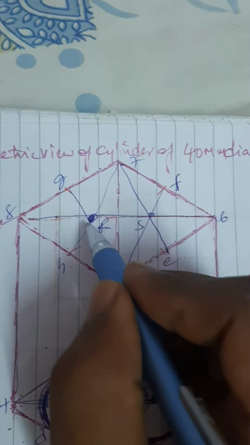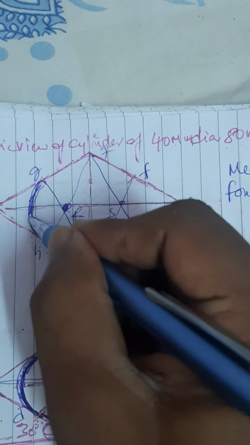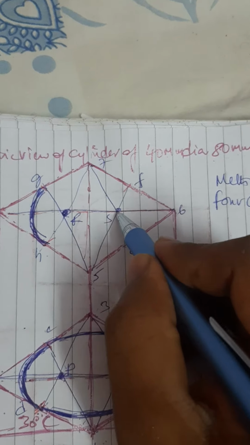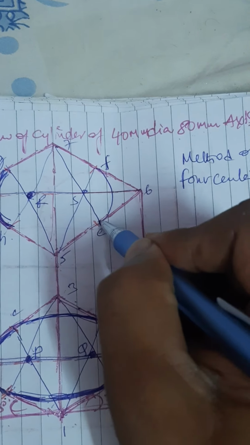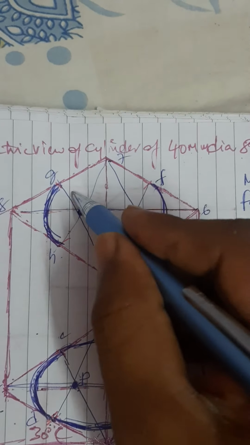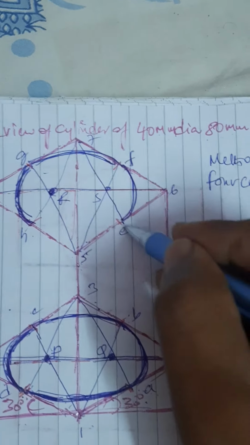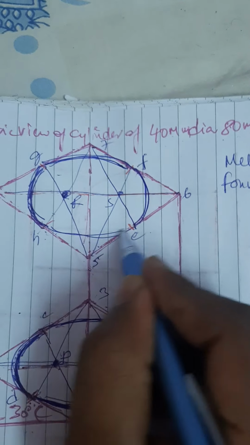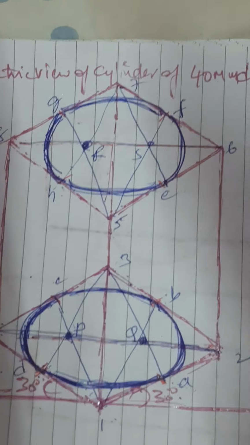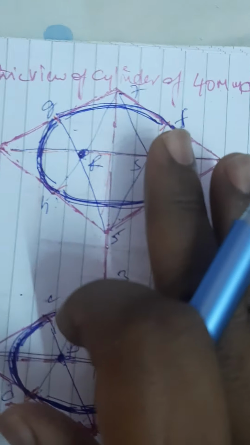Now with R as center, RG or RH as radius, draw the arc like this, and next with S as center, SF or SE as radius, draw the arc like this. Next with 5 as center, 5F or 5G as radius, and next with 7 as center, 7E or 7H as radius. Got it? Now I have just completed the top face of the standing cylinder as the top face of the isometric view of the cylinder.